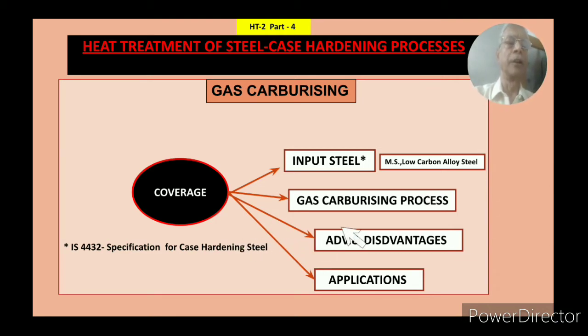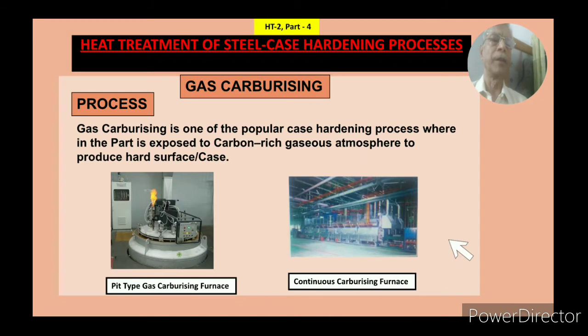Now the second is the gas carburizing process, what this process is. Then the advantages and disadvantages of this process. And the last is application. So this will be the coverage in this part 4 on gas carburizing.